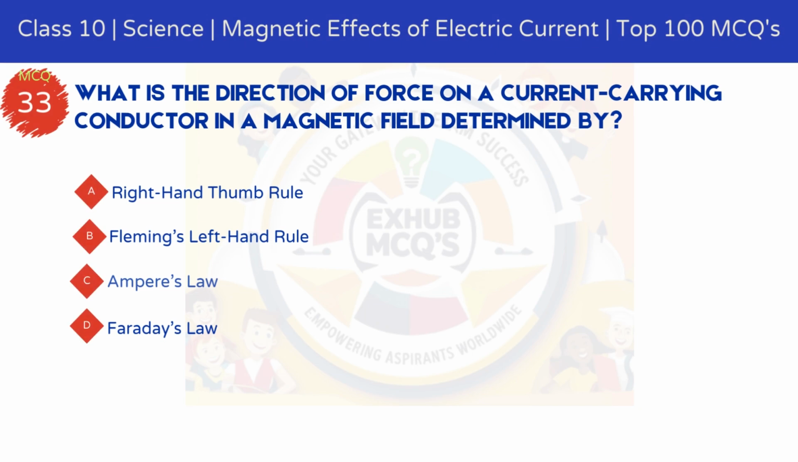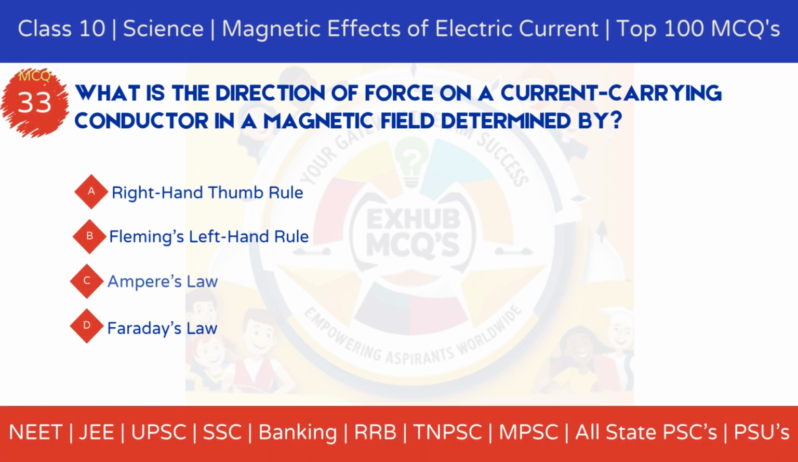MCQ 33. What is the direction of force on a current-carrying conductor in a magnetic field determined by? Option A, right-hand thumb rule. Option B, Fleming's left-hand rule. Option C, Ampere's law. Option D, Faraday's law.